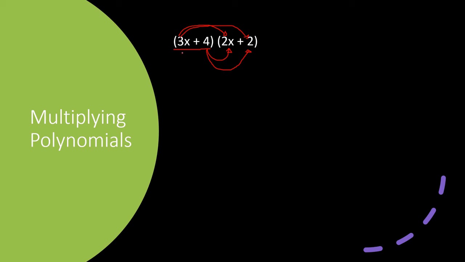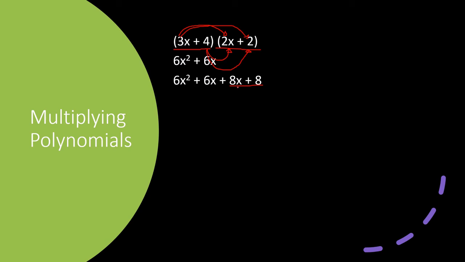So I'm going to multiply the 3x times the 2x, and that's going to be equals to 6x squared. And then the 3x times 2 is going to be equals to 6x. Now I'm going to go ahead and multiply times this second part right here. The 4 times 2x is going to be equals to 8x. And then the 4 times 2 is going to be equals to 8. And that's my part right here. Okay. Now at this point, I am almost done. I am almost done with my multiplication, but yet I need to do one more thing.